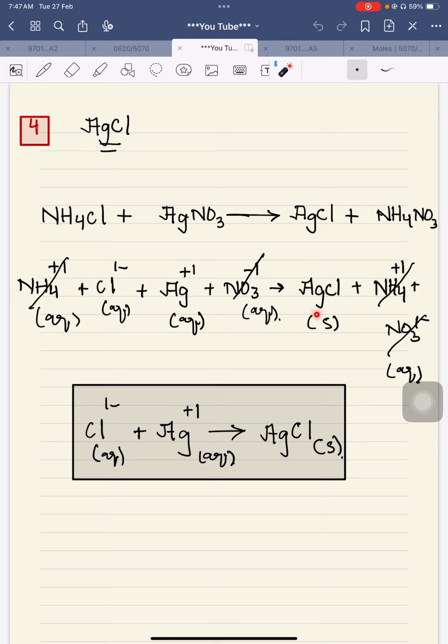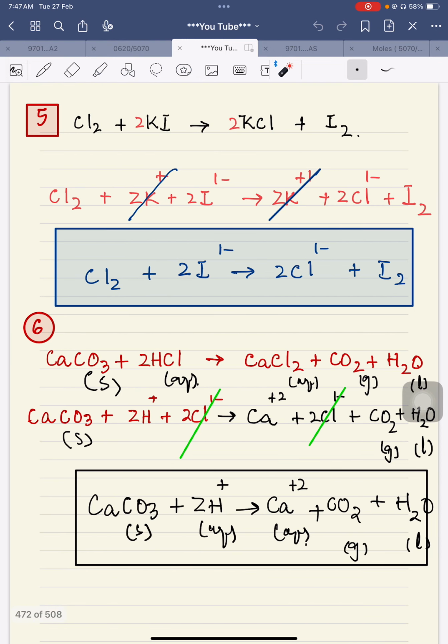AgCl will be considered as solid, so it is written as it is. What about ammonium nitrate? It is going to convert itself into two types of ions. One of them is ammonium ions and the other is nitrate ions. Then we are going to select the spectator ions on both sides of the equation. They will be cancelled and the final equation will be written as it is. Okay. So this is one of the ways I am practicing again and again so that you may have a better acquaintance with the ionic equation. Few more examples are there as well.